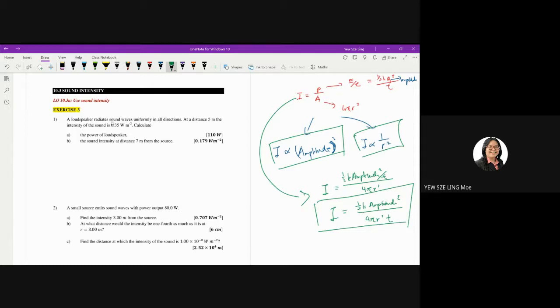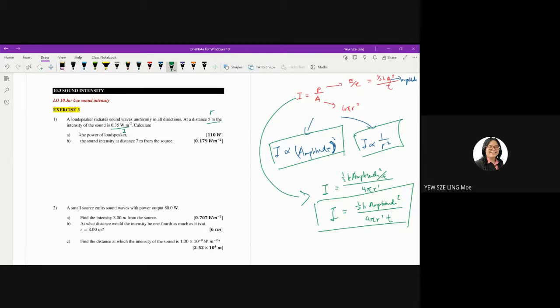So a loudspeaker radiates a sound wave uniformly in all directions. At a distance of 5 meters, the intensity of the sound is 0.35 watt per meter squared. So this is our I. Calculate the power of the loudspeaker. It's very simple, because you're given r and you're given I.